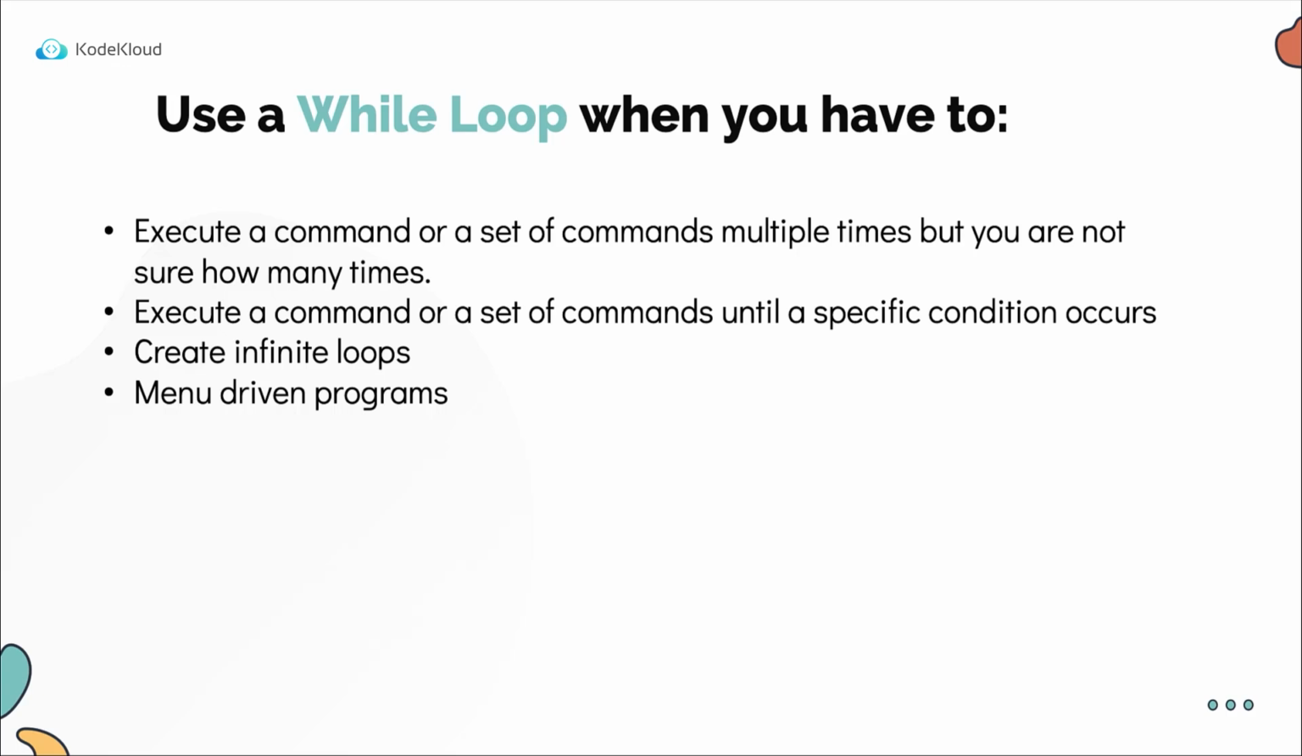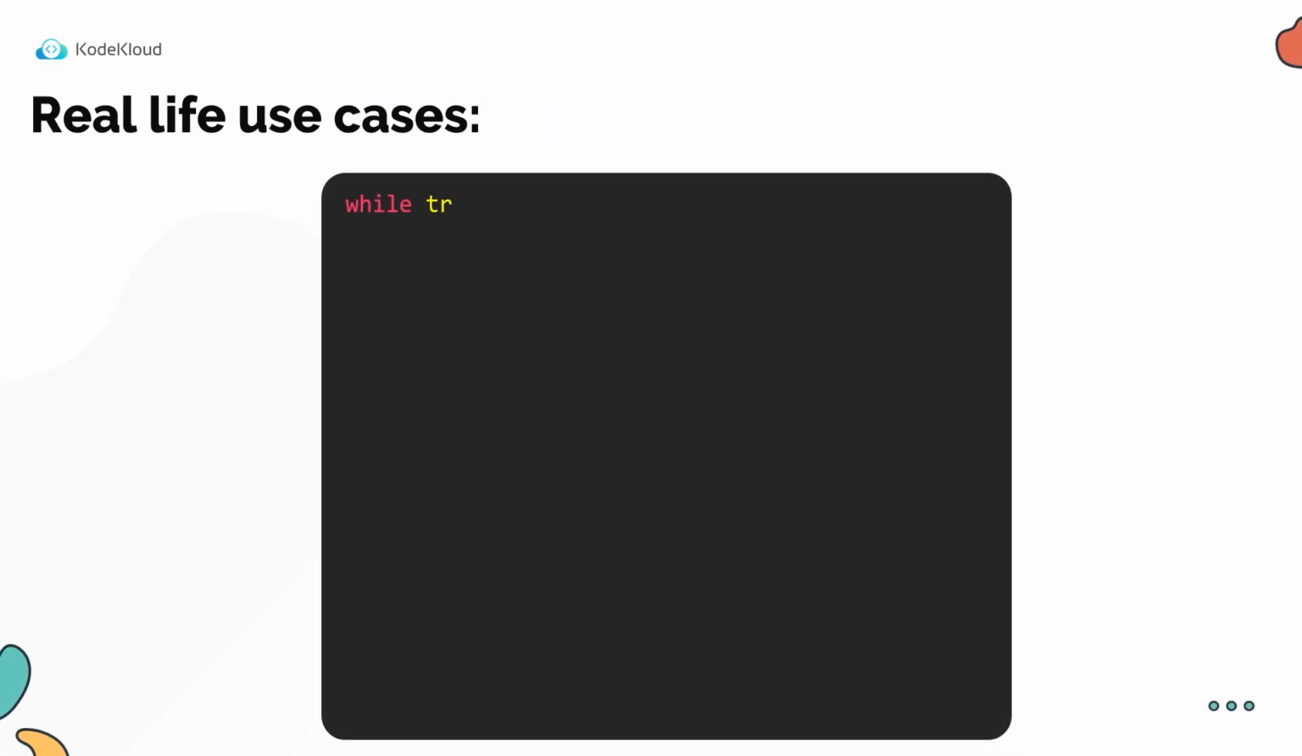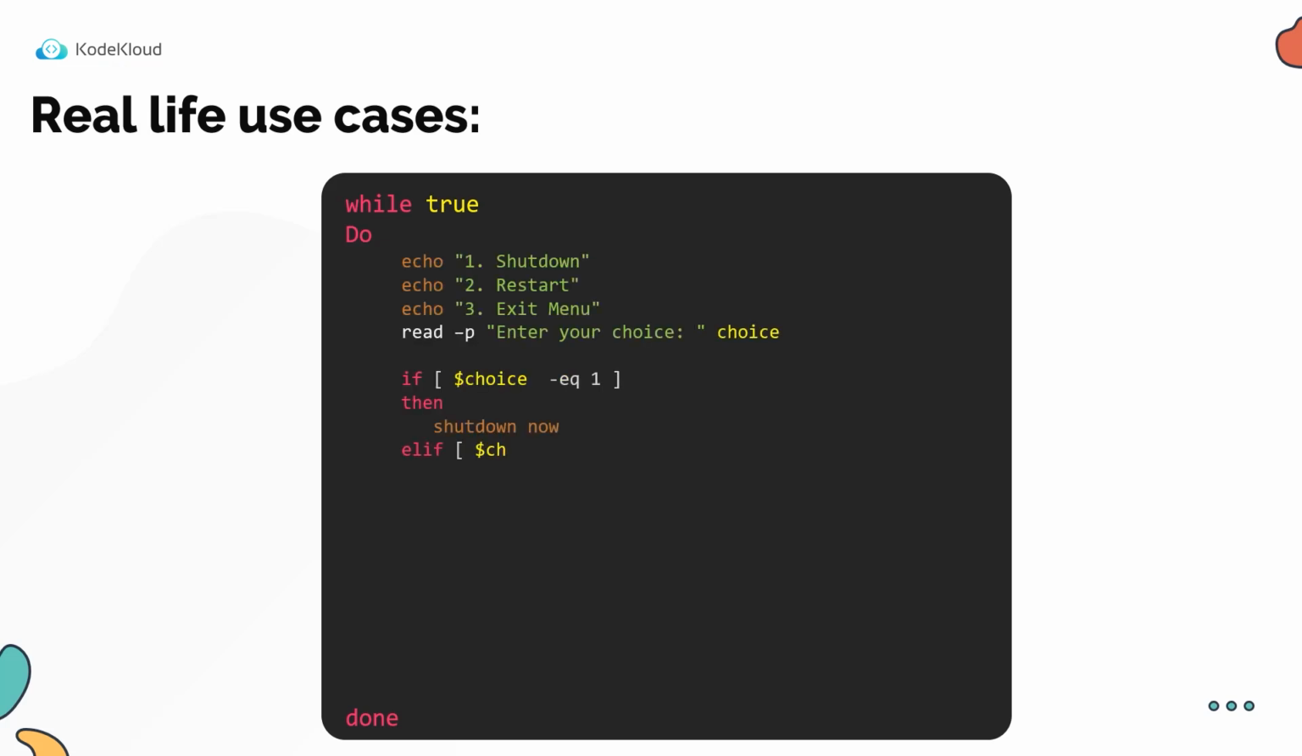The while loop is also typically used to create infinite loops or menu-driven programs. So here are some real-life examples. Here's a while loop that runs infinitely because the condition is set to a static value of true. Now within the while loop, we print a simple menu which has three options. The first one is to shut down the system, the second one is to restart, and the third to exit the menu-driven program. We then read an input from the user to a variable called choice using the read statement that we saw before, and then we check the status with a set of if statements.